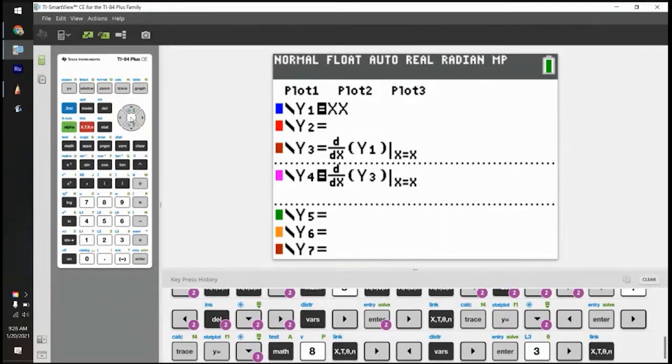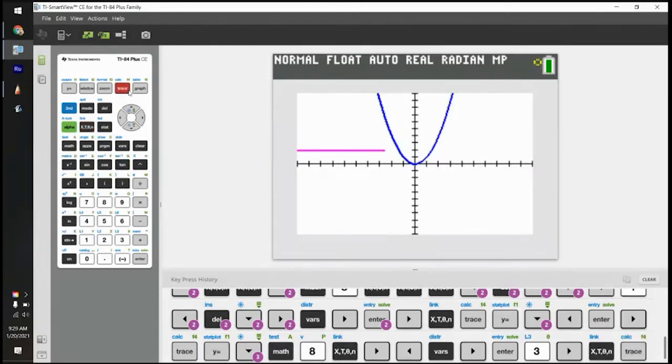So now it's going to do the second derivative of x squared. So the first derivative of x squared is 2x. What's the derivative of 2x? Come on. 2. Thank you. So now watch. It's going to graph y equals 2. Look at that. That is amazing.